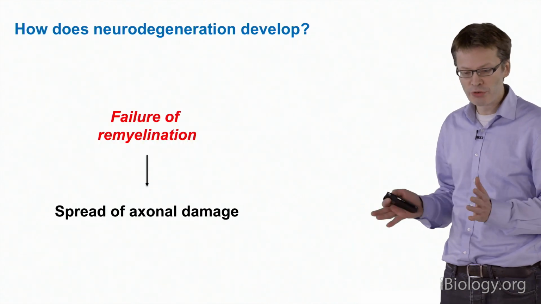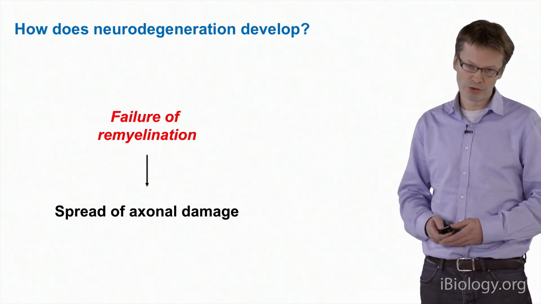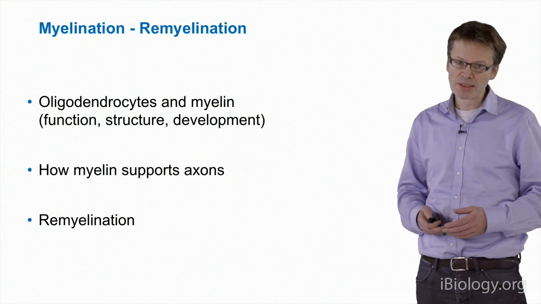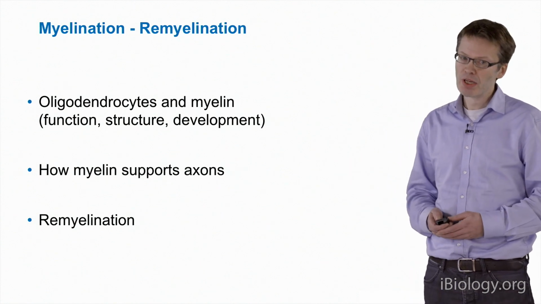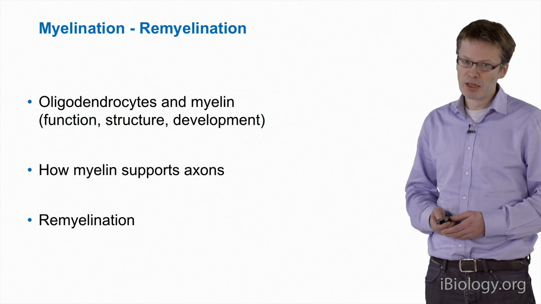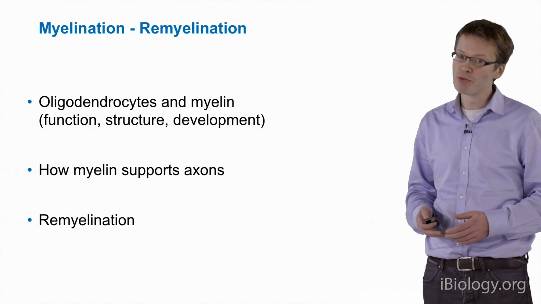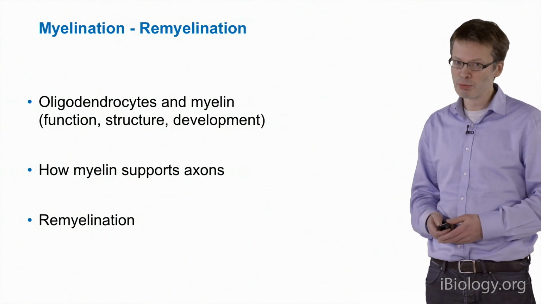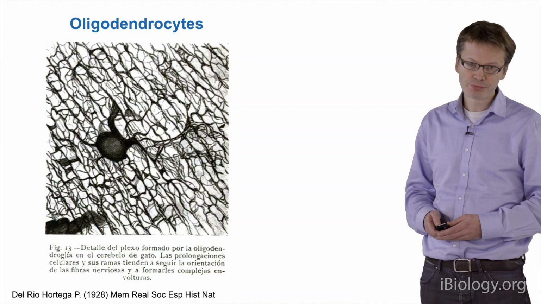This failure of remyelination could contribute to the spread of axonal damage. I will start now by giving you a bit of background about myelination, about oligodendrocytes and the myelin sheath, the function, the structure, and development of myelin, before discussing how myelin supports axons, and then talk about remyelination in MS.